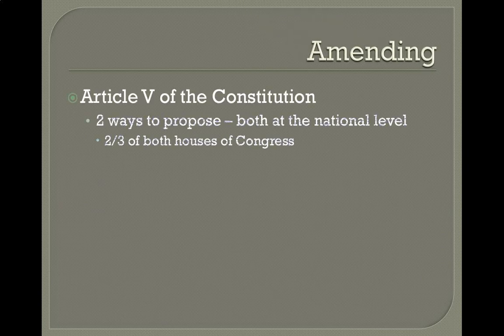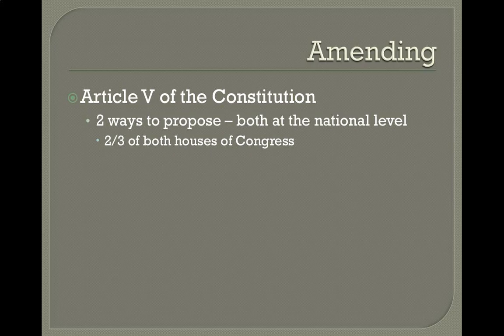Amending the Constitution. We know that's Article 5 of the Constitution, and there are two ways to propose. That means if somebody wants to amend the Constitution, there are two different ways that they can do that. The only thing that I want you to know is that both of those ways have to take place at the national level, Washington, D.C.